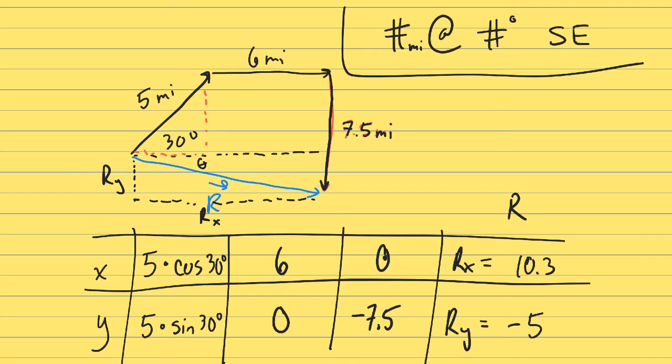Absolute value is useful. Wait, how do you know it's 5 over 10.3? Like, where do you get that from? I just added across.